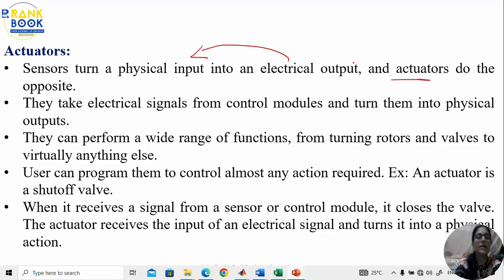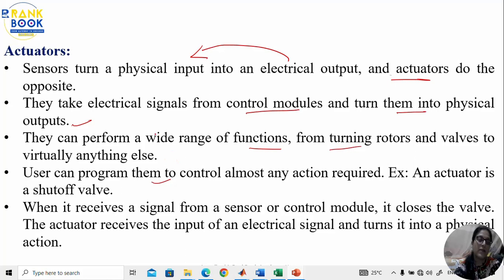They take electrical signals from the control modules and turn them into physical outputs, and they can perform a wide range of functions, from turning rotors and valves to virtually anything, and the user can program them to control almost any action required.